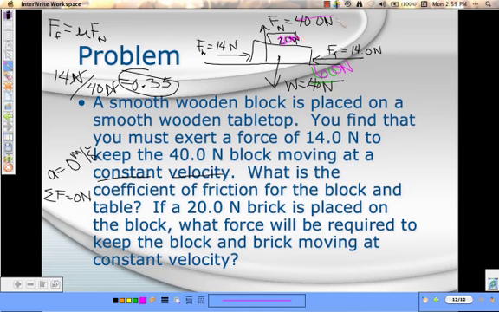So that means that our normal force is also 60 newtons. But we can still use the same coefficient. So now our force of friction is equal to 0.35 times our normal force, which is 60.